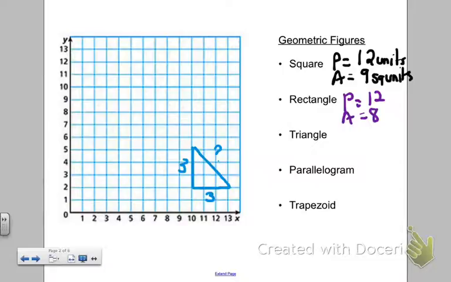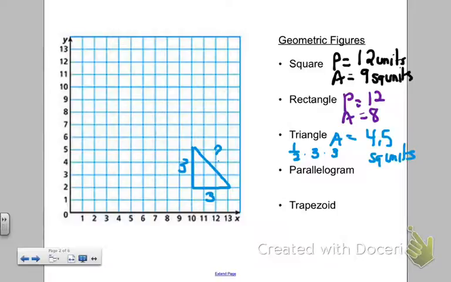We can find the area though, because you know it's 1/2 base times height. So for the area, we have to do 1/2 times the base times the height. So that would give me, let's see, half of 9 would be 4.5 square units.